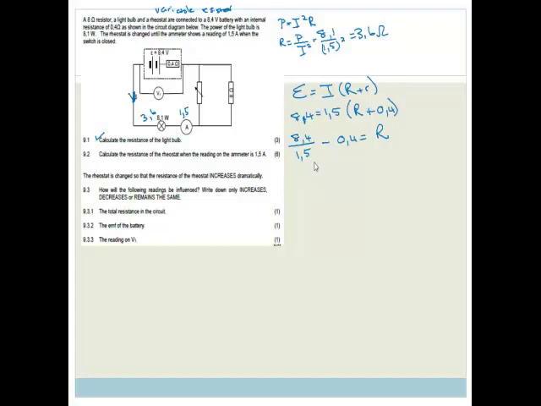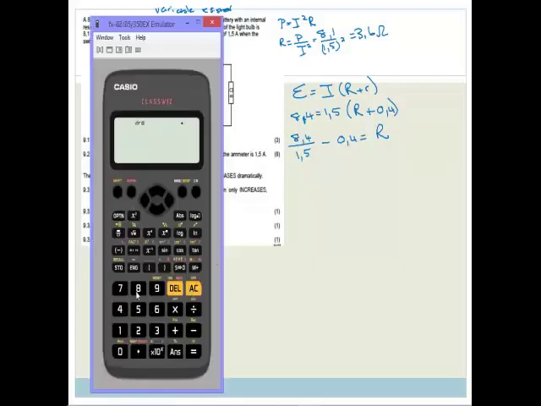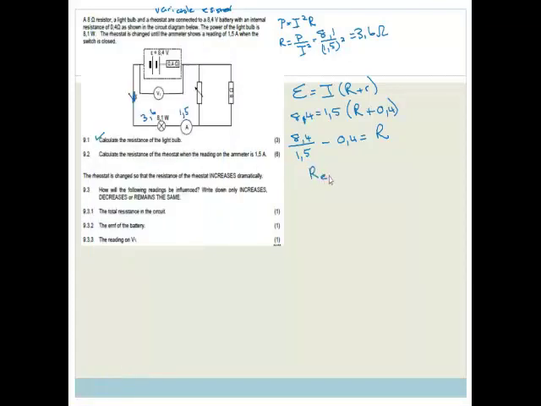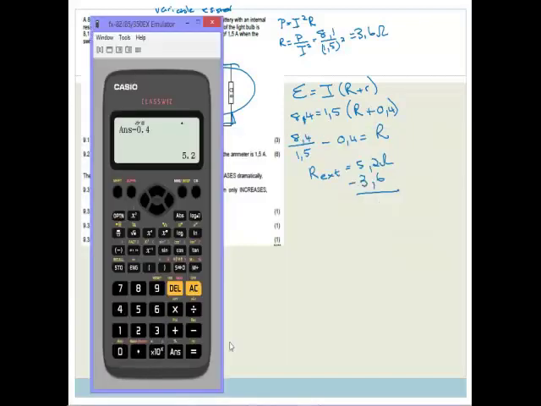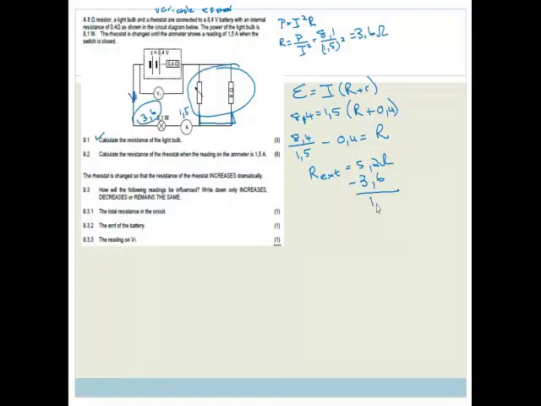So let's pop that into our calculators. 8.4 divided by 1.5 minus 0.4, so that's 5.2. So the total external resistance is 5.2 ohms. But that is made up of this 3.6 and those two that are in parallel. So we can subtract 3.6 from this to find out what the parallel combination is made up of. 5.2 minus 3.6 is 1.6. That leaves us 1.6 ohms.